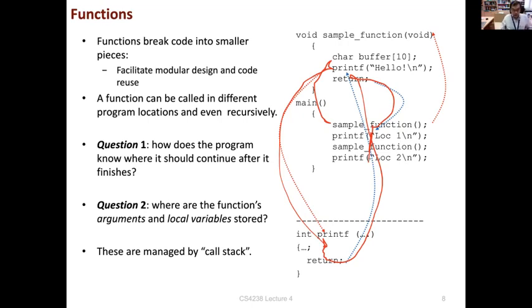You may wonder, okay, just now when I traced the program, I used a pen. You can imagine I use a pen to trace the control flow of the program. So you may wonder how, during runtime, the computer knows where it should continue after it finishes. When this returns, where should it go, and where does the function store the local variables? And it's an even more interesting case when it's a recursive function.